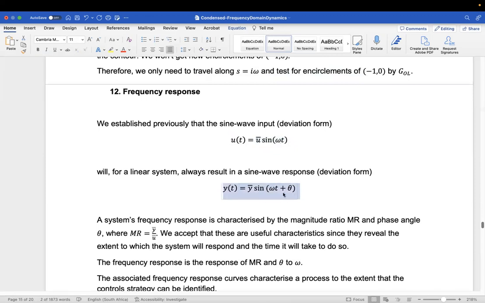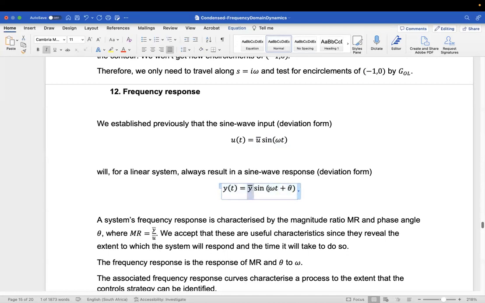So it may go through a couple of transitions, but eventually it will settle down to a sine wave as well. And that sine wave will have a certain shift. So it will have the same frequency, but it will be shifted to some extent. So if you can imagine two sine waves sitting one on top of the other, where one of those is shifted to the left or right of the other, then that is accounted for by this theta.